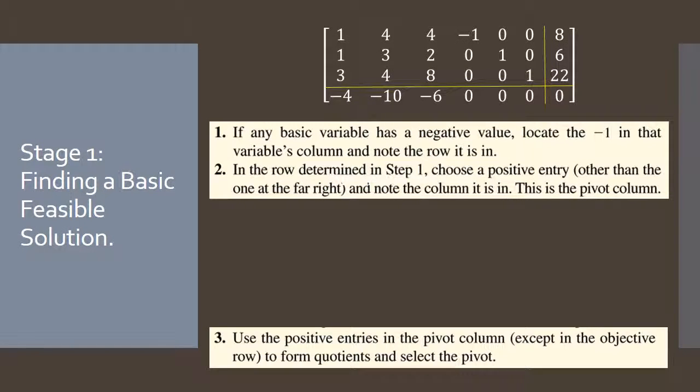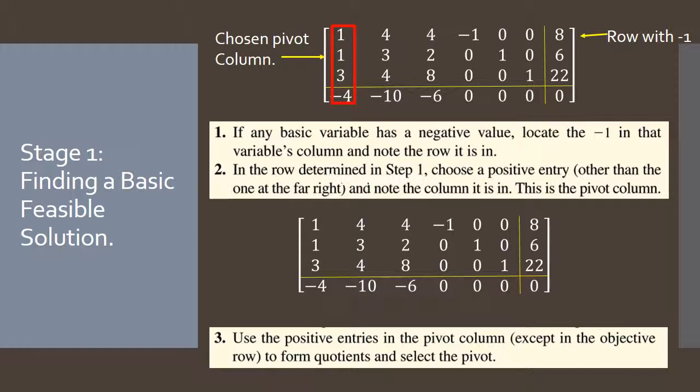Kind of broken this down by the steps. So here's our initial tableau. And we're going to locate the -1 and note the row, and then choose a positive entry. So there's the row with -1. And I'm going to use the entry at the far left, the positive one there, and that's going to be my pivot column. Could I have used the 4? Yes, I could have used either 4, but I chose to use the 1.